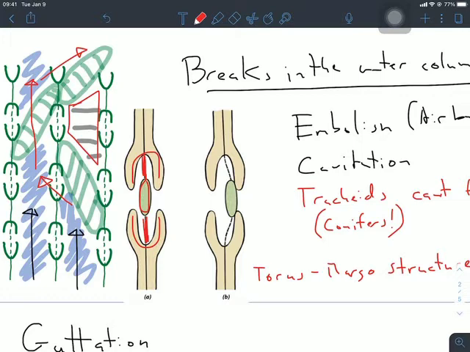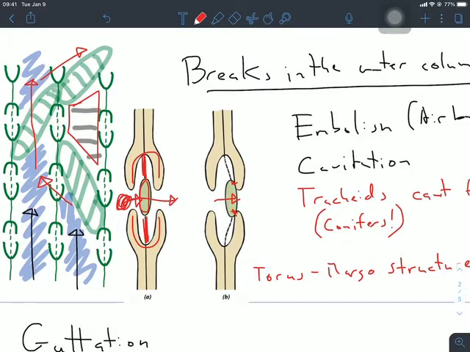by two tethers. Now, if there were to be an air bubble formed over here, it would push on the torus margo structure to press against the cell wall on the other side. But by pressing against the cell wall on the other side, you actually close off that access. So without this structure, the air bubble could potentially spread to the next door neighbor.